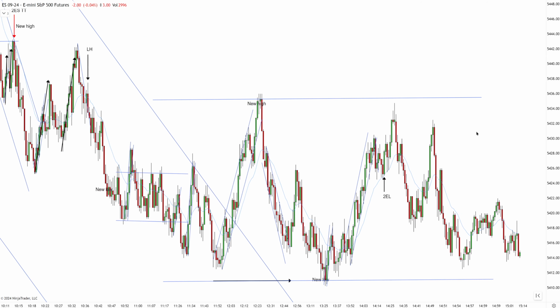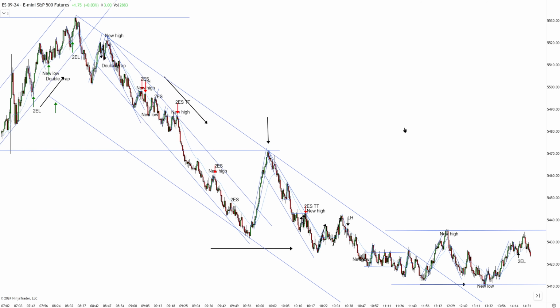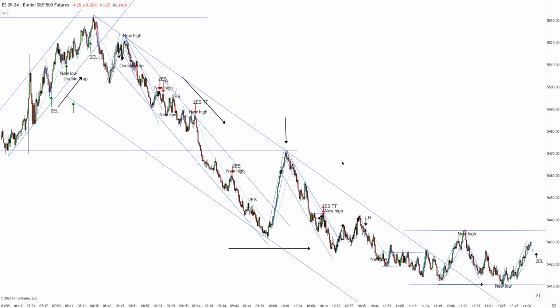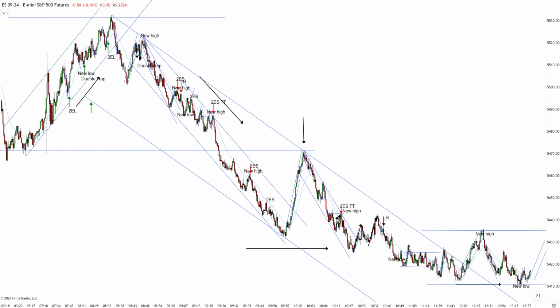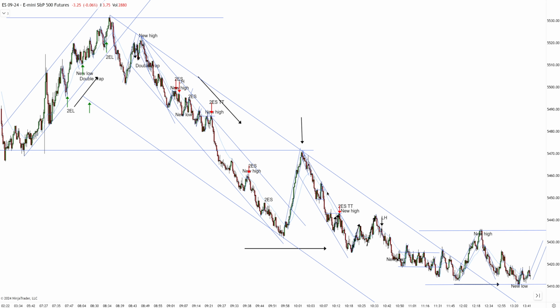So this is the structure for today. Very, very nice day. A lot of setups on the way down. You can see a lot of second entries at the key entry point. So it was very, very straightforward. Identify the channel, look for high probability setups at the key entry point, and once the day is strong, you can keep looking for different channels because there can be downtrend continuation.